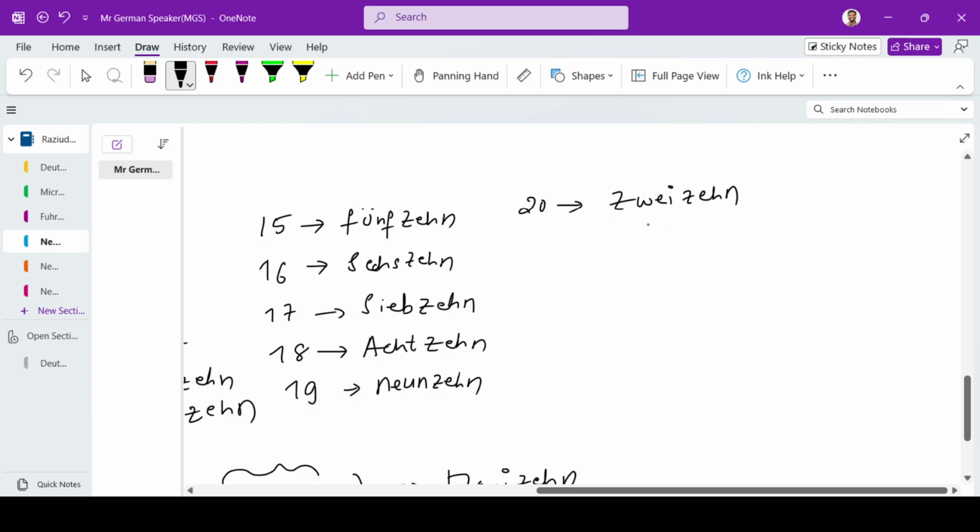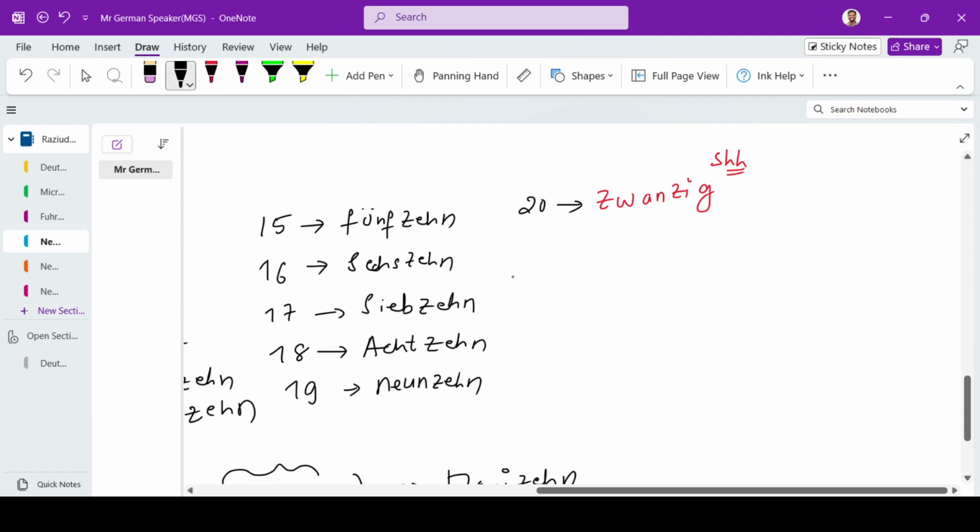If you're thinking something like this, then it's absolutely wrong, because that's what I said. The number system slightly changes after 20. If you write Zweizig, it has no meaning. It could be like 2 times 10. The literal meaning is right, but we have to follow the rules. It's called zwanzig. We have to pronounce it like sh, sh, zwanzig, zwanzig.